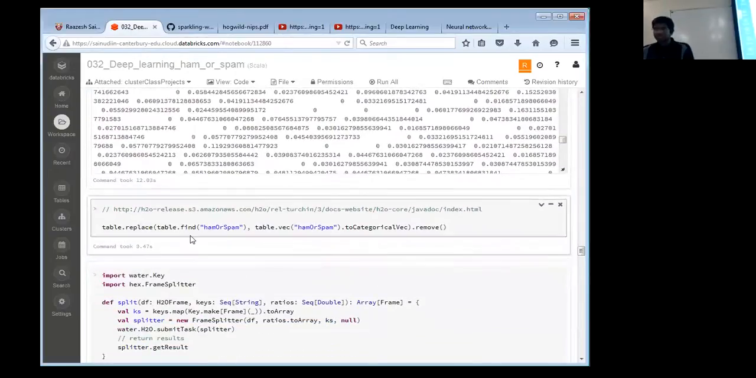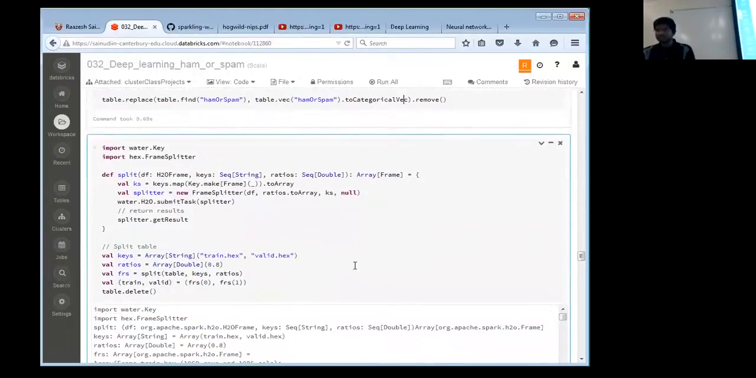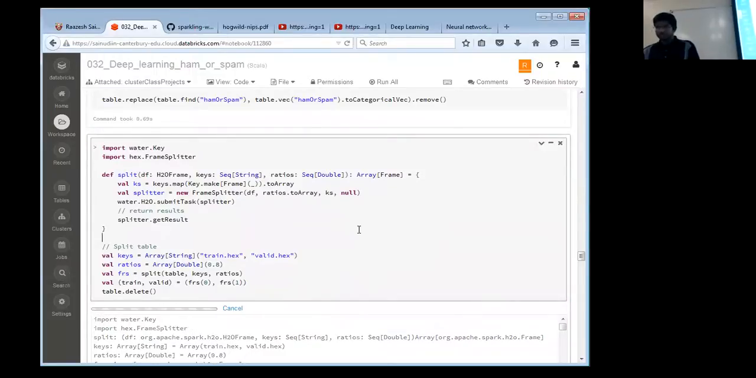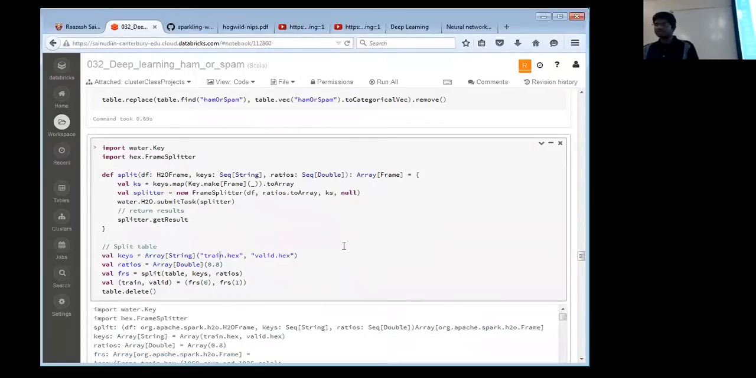Now in this step, we are replacing the label with a categorical value because ham or spam is a category value. Whether it's ham or spam, there's only two possible values. So the H2O frame has this helper function called toCategoricalVal, and we're just using this to convert our labels to category values. In this step, we are splitting the data into training and test data sets. We take a sample of 0.8, so 80% of data is training, and the remaining 20% is the test data.